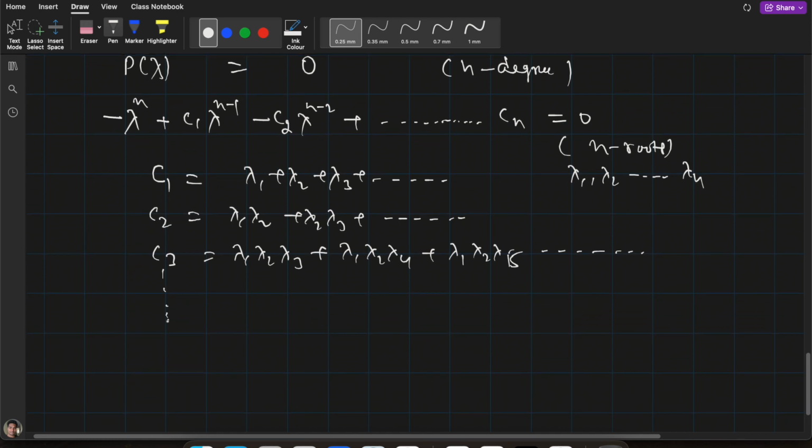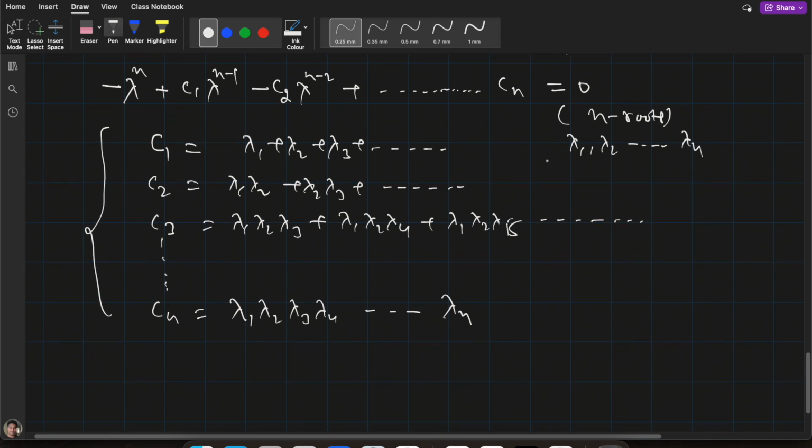Similarly, Cn will be what? Tell me. If C1 is this, C2 is this, C3 is this, what will be the Cn? N times combination of lambda. Yes, lambda 1, lambda 2, lambda 3, lambda 4, dot dot dot lambda n. So this is the thing.